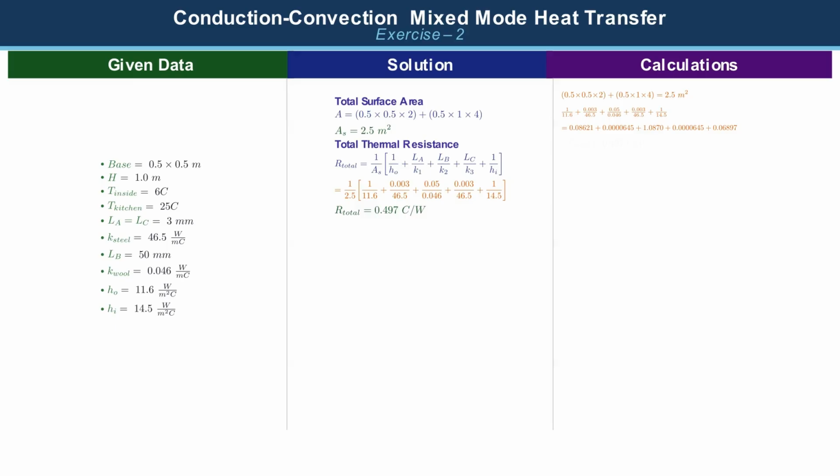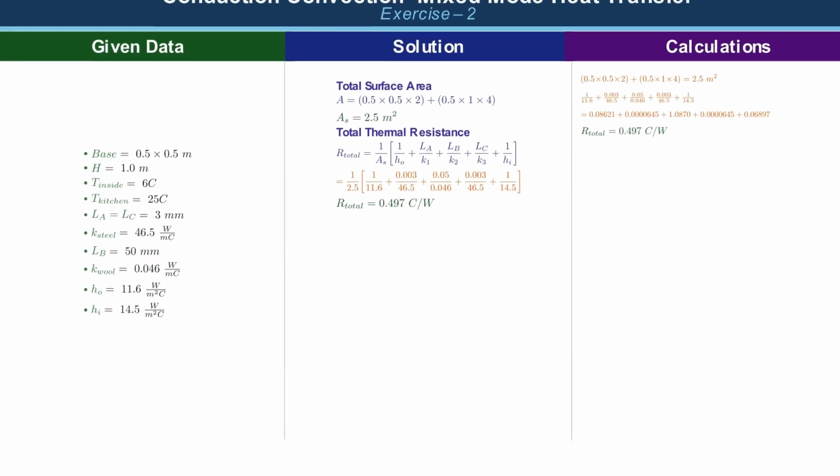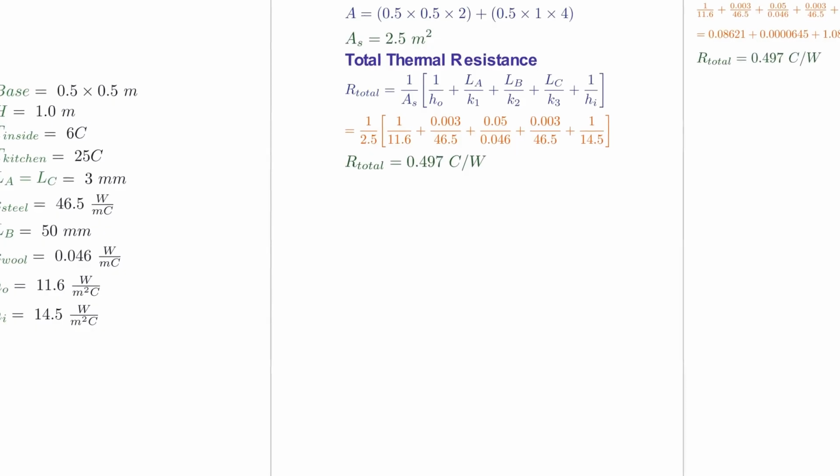Adding all terms, 0.08621 plus 0.000645 plus 1.0870 plus 0.000645 plus 0.06897 equals 1.2423. Then, dividing by AS equals 2.5, our total equals 1.2423 divided by 2.5 equals 0.497 degrees Celsius per watt.